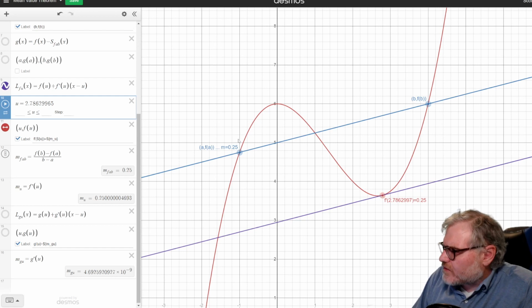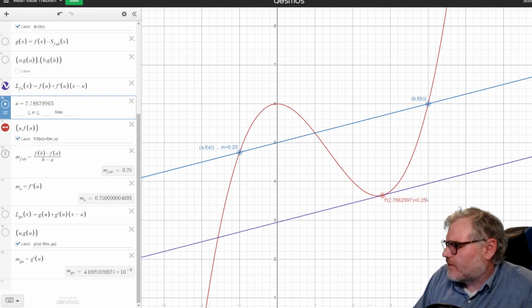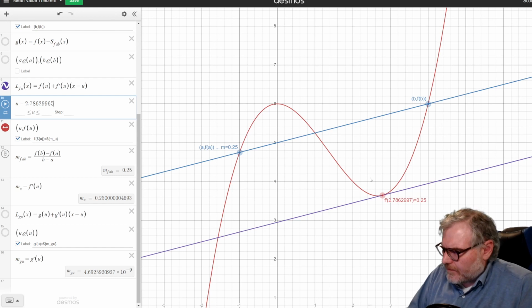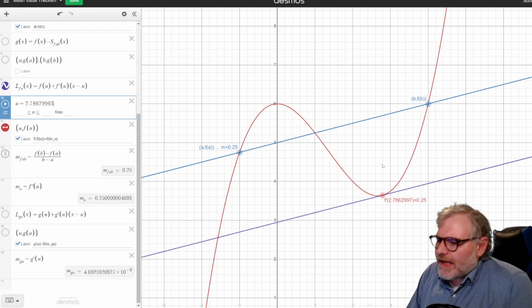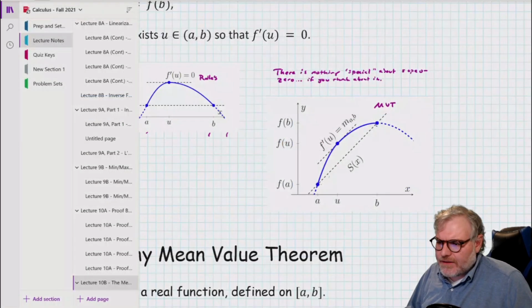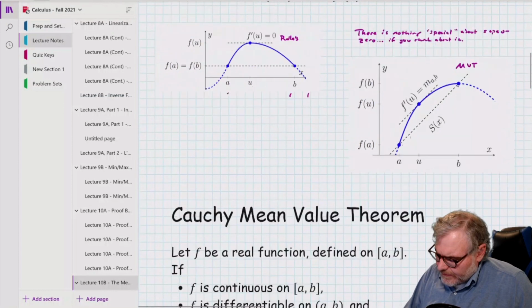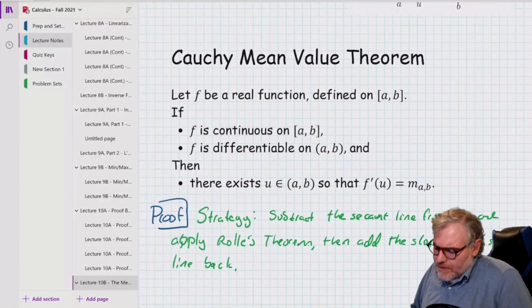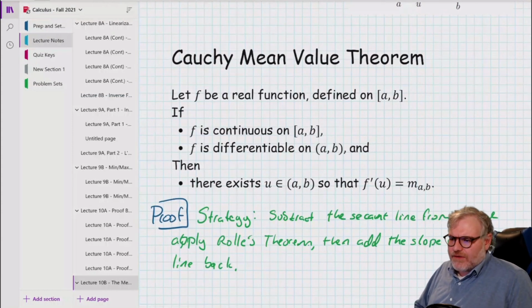So there's the idea. There's some u, there's one up here and there's one down here, but I know there's at least one where f prime of u is going to equal the same as that slope. I've got something parallel. This one was above, this one was below. Okay, well, that's interesting. That's what the mean value theorem says: there exists some u in the middle so that f prime of u equals the secant slope.